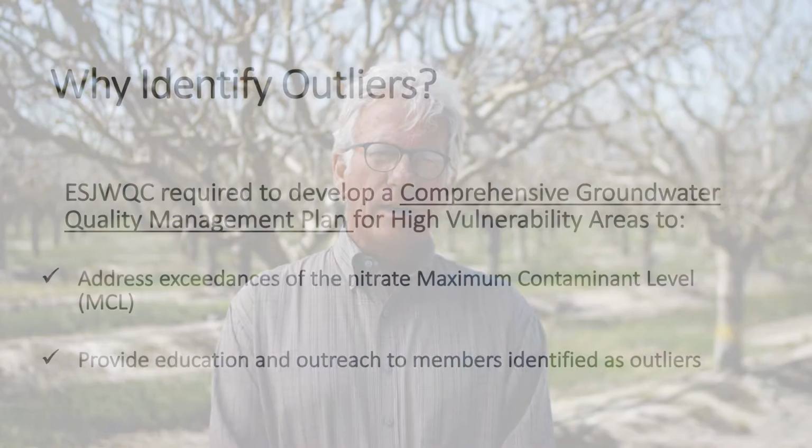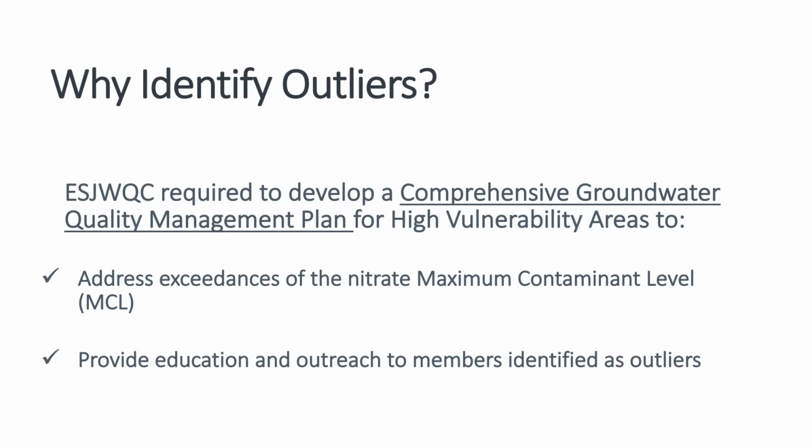So why are we identifying these outlier parcels? When we submit our plans to the regional board for all of our coalition members, it's called a comprehensive groundwater quality management plan.